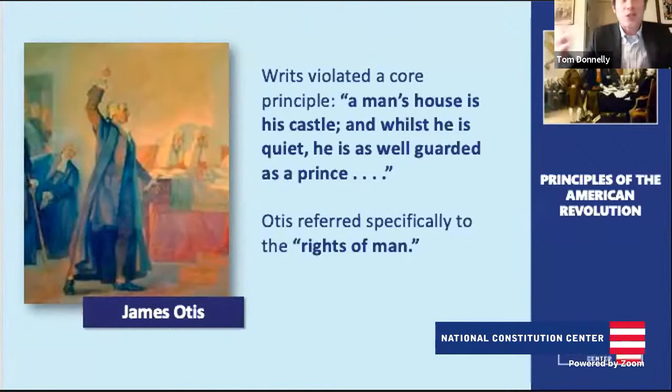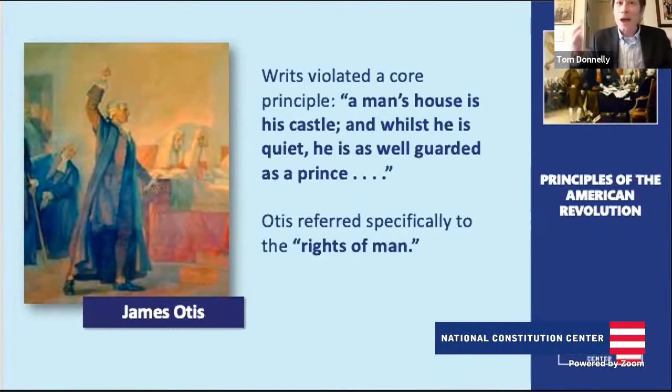And so, one, the writs are violating this key principle that a man's house is his castle, and while he is quiet, he is as well guarded as a prince. Otis is appealing more broadly to the rights of man. But more importantly, what he's really saying is, look, you are not treating us as full British citizens. We have rights under the British Constitution that you're violating. Furthermore, we have natural rights as human beings that you are violating through these writs of assistance. And so he's asking the Massachusetts court to strike these writs of assistance down as effectively violating the British Constitution.